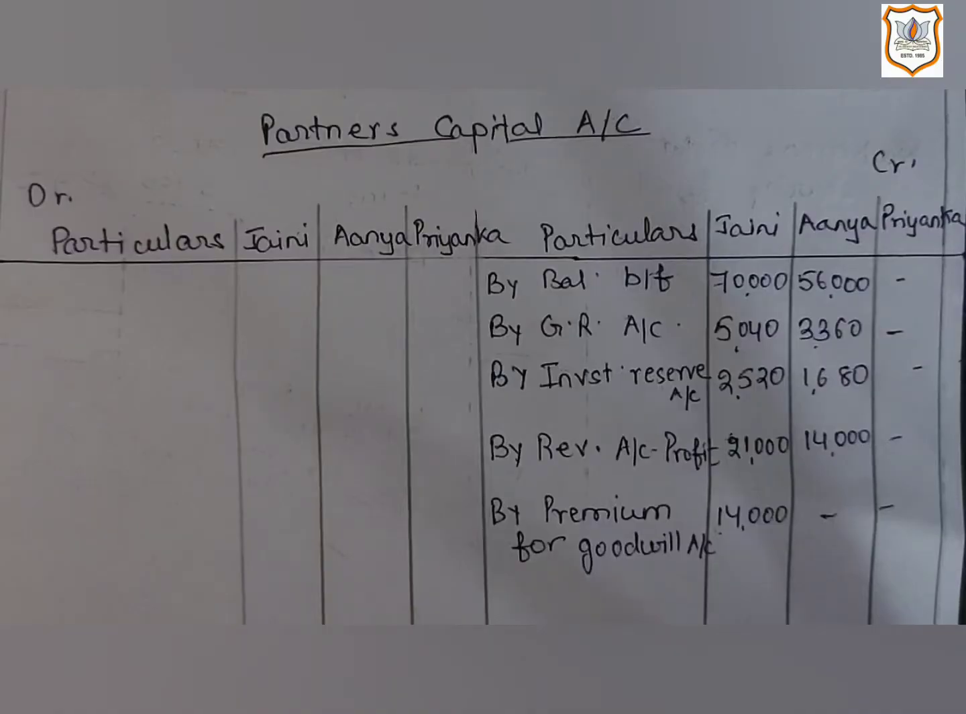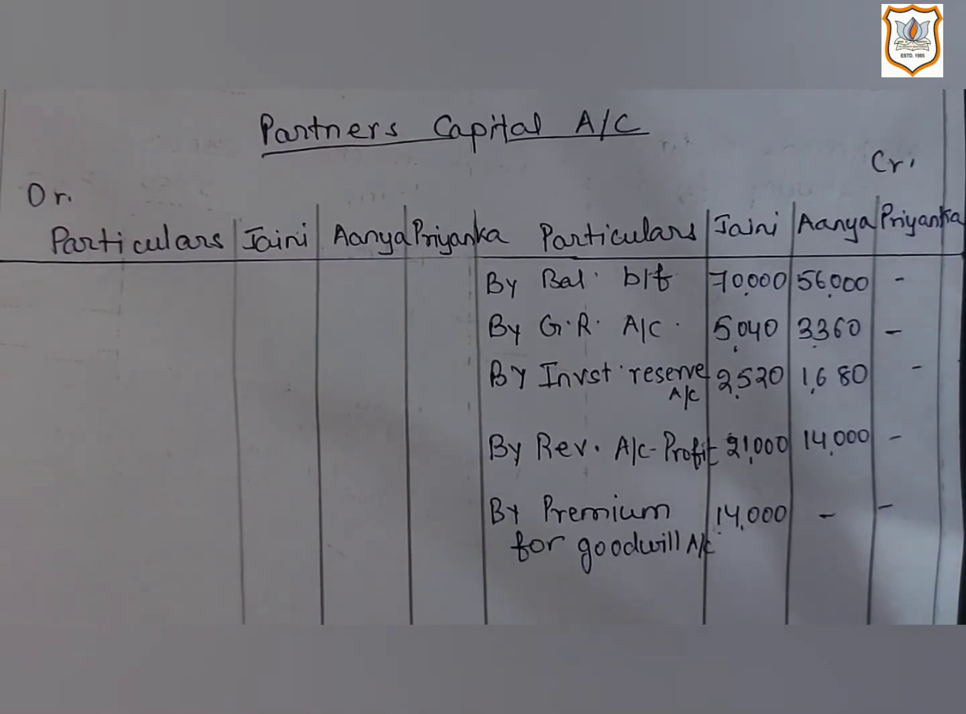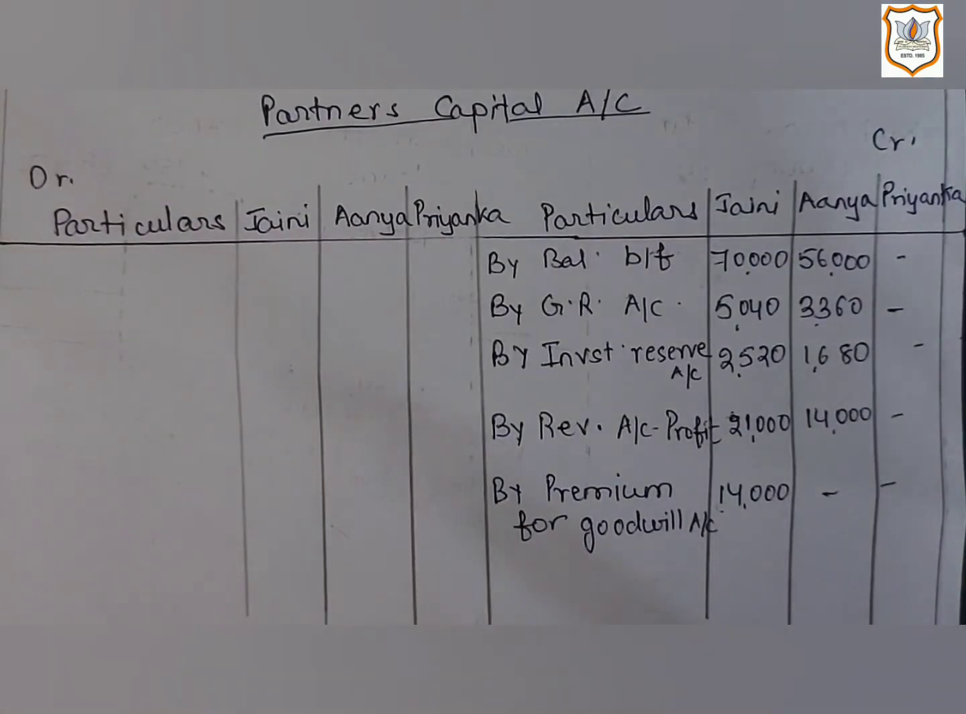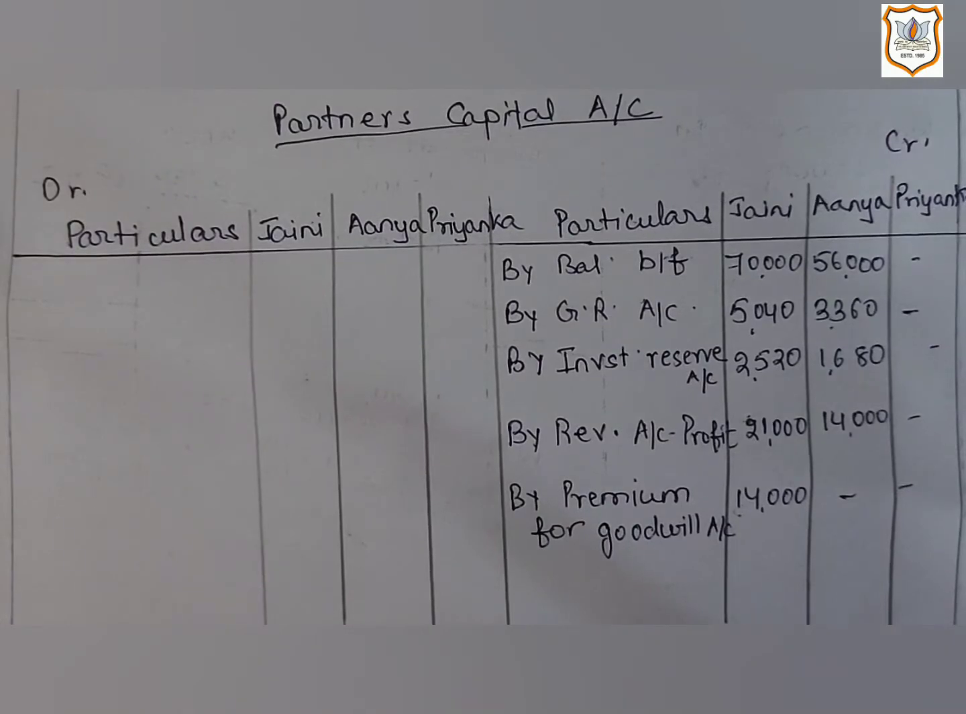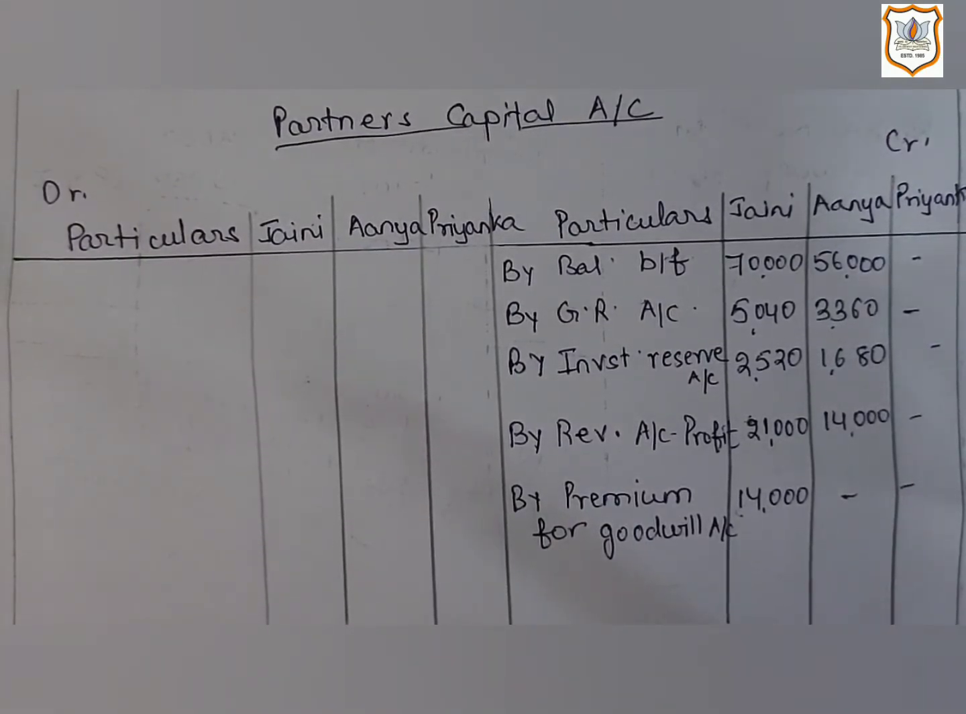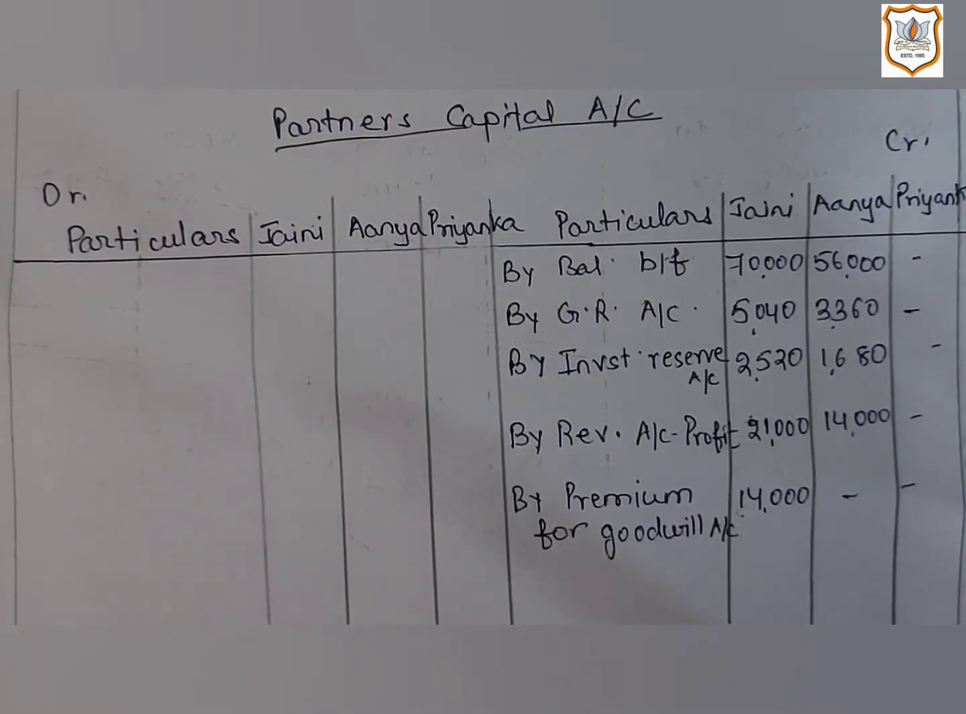So here we will write by revaluation account profit 21,000 in Jenny's column and 14,000 in Anya's column on the credit side. And now at this stage, we are able to find out Priyanka's capital, who is the new partner, as in the second point in the question it is given that Priyanka will bring her capital equal to 20% of the new total capital of Jenny and Anya. So in order to find out her capital, we need to find out the new total capital of Jenny and Anya. Now as we have given all the effects of adjustments, we are able to find out the total adjusted capital of the old partners. As I explained earlier, total adjusted capital means the total amount of capital which is arrived at after giving effect of adjustments as to goodwill, reserves and revaluation account, etc.